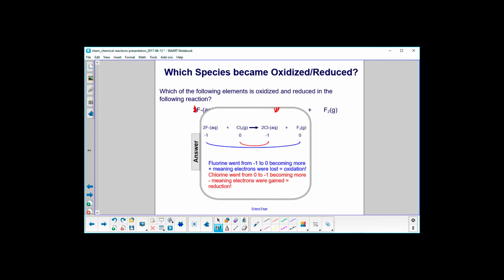Hopefully you got this. Fluorine, they tell you the oxidation state is -1. Chlorine, a diatomic molecule, its oxidation state is 0. It goes over here to chloride ion, and they tell you it's -1. That's what the negative right there means. And fluorine, of course, is 0. Diatomic, it's 0. Fluorine went from -1 to 0. So that became more positive. Notice it didn't have to be positive, it just had to get more positive. That means electrons were lost, so you have oxidation. Chlorine went from 0 to -1. It became more negative. So electrons were gained, reduction.